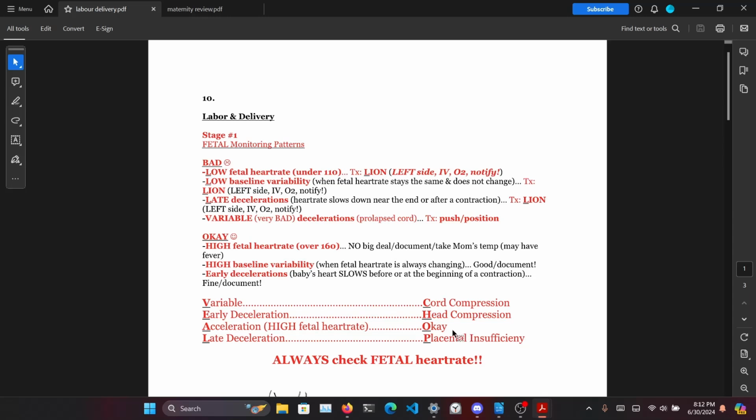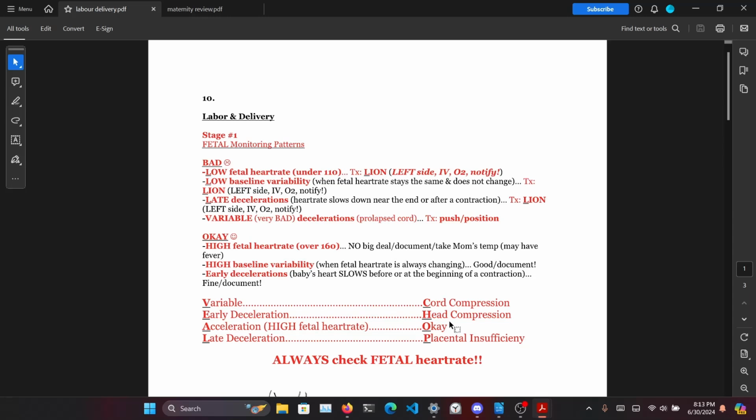This is okay, right? If there is an early deceleration, deceleration means decrease, so from the word you can tell it's decreasing. Early deceleration means the heart rate decreases from the baseline but remains above 100 beats per minute. It happens due to head compression, where the baby's head compresses against the pelvis, the cervix, or the soft tissues, right? In this condition it doesn't need any specific interventions.